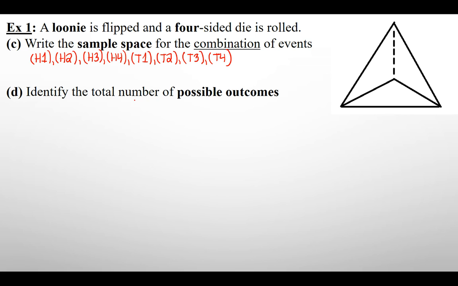D, I want to identify how many possible outcomes there are if you combine these 2 independent events together. For sample spaces, it's really easy to do. You just count the number of outcomes you have in brackets. So that'd be 1, 2, 3, 4, 5, 6, 7, 8. So the number of possible outcomes, which I'll abbreviate with PO, would be equal to 8.